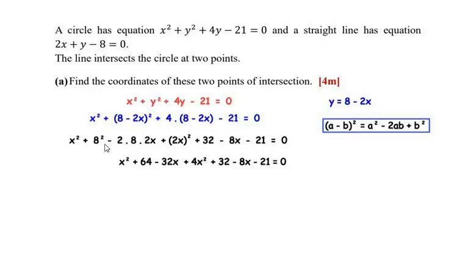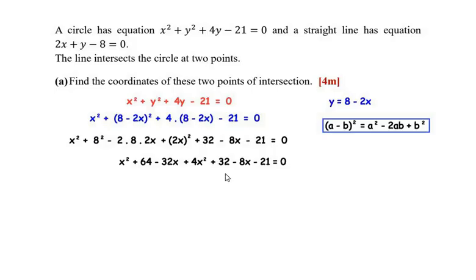Now in the next step we have simplified it further. So we get x square plus 8 square is 64. Now minus 2 times 8 is 16 and 16 times 2x gives us 32x plus, now 2 square gives us 4 x square plus 32 minus 8x minus 21 equal to 0.